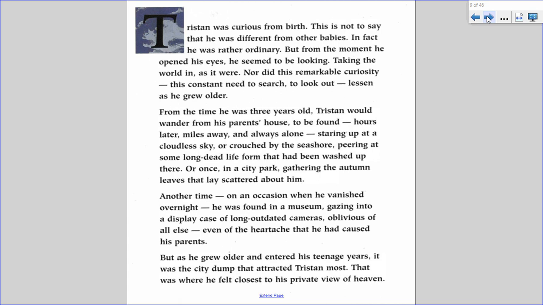But as he grew older and entered his teenage years, it was the city dump that attracted Tristan most. That was where he felt closest to his private view of heaven.